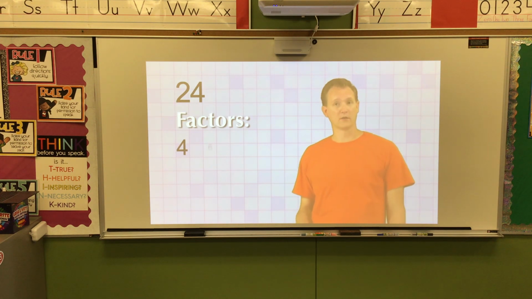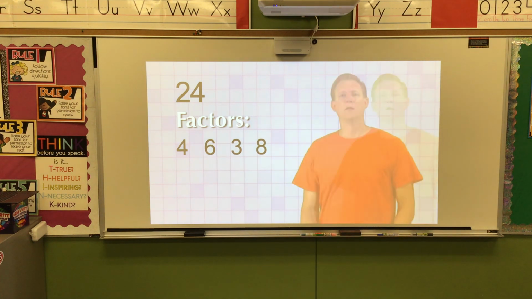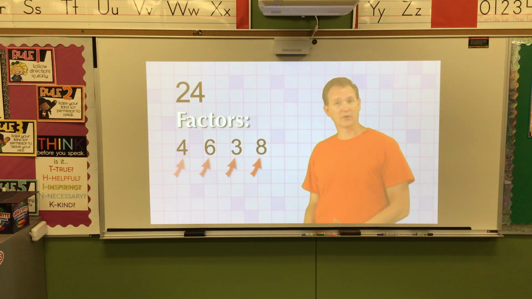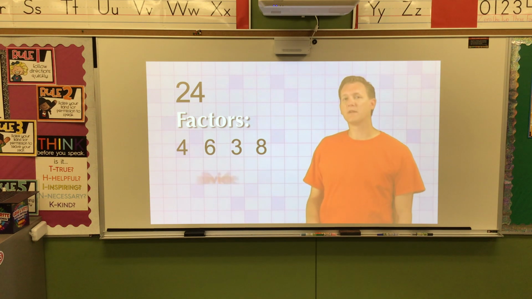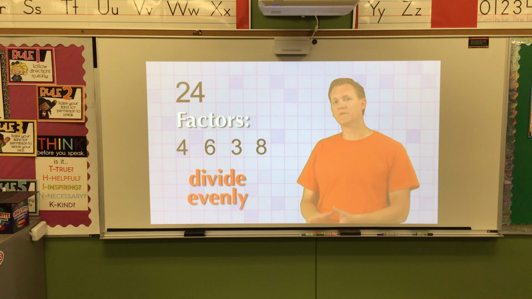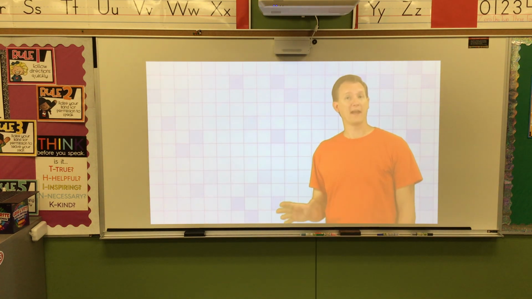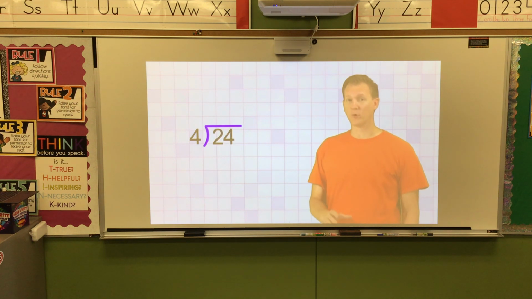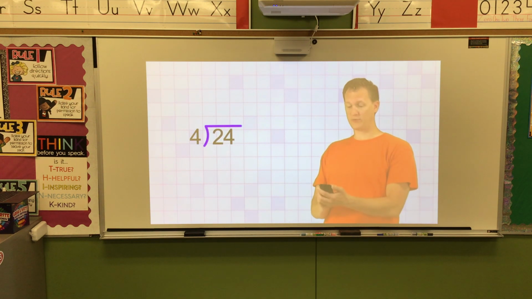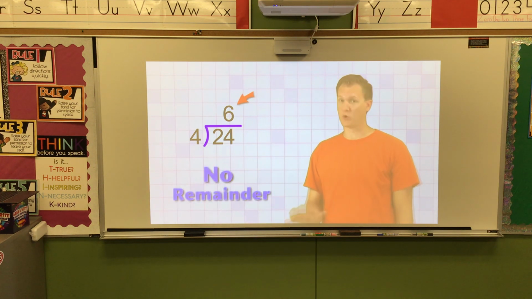So we can see that the number 24 has quite a few factors. 4 is a factor, 6 is a factor, 3 is a factor, and 8 is a factor. The fact that each of these numbers is a factor of 24 means that each of them can divide evenly into 24. And when I say divide evenly, I mean that it will divide in without a remainder. For example, if we take our first factor, 4, and divide it into 24 using a calculator, our answer will be 6. 4 divides into 24 6 times with no remainder.